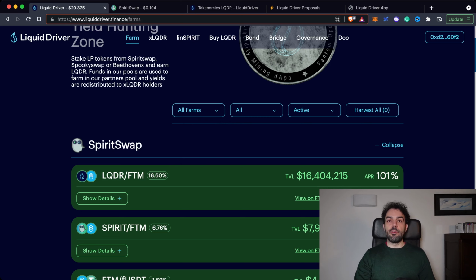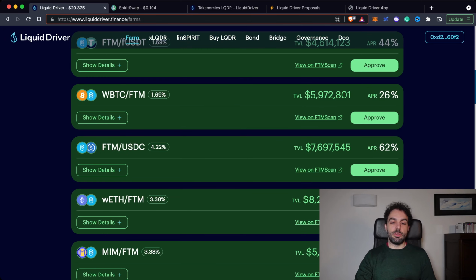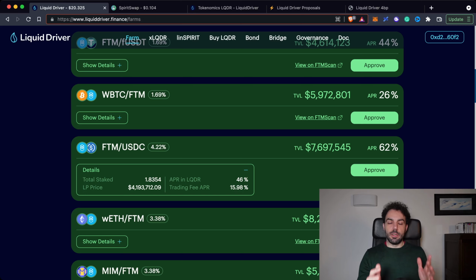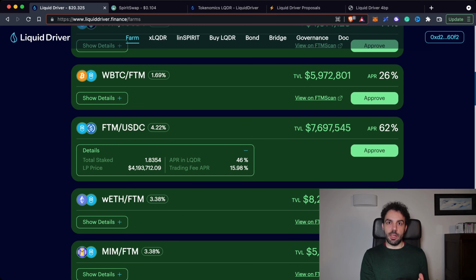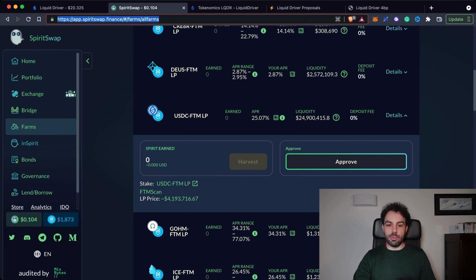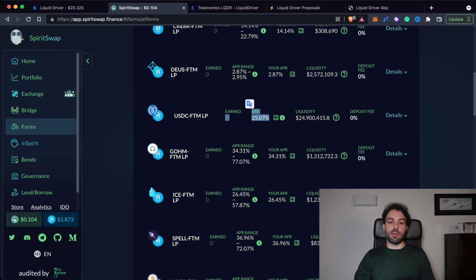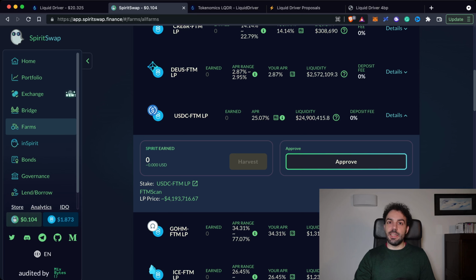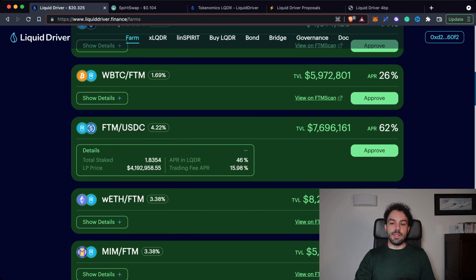The reason why it is powerful is that it allows you to go, for example, on Spiritswap. Let's say you have some FTM plus USDC. You can go to Spiritswap and deposit the liquidity, so FTM and USDC. If you stake your LP tokens into Spiritswap, you would earn just 25%, as you can see from Spiritswap. If instead of staking it there, you go on Liquid Driver, you will receive a 62% APR. This APR is paid in Liquid Driver tokens, the tokens of Liquid Driver.